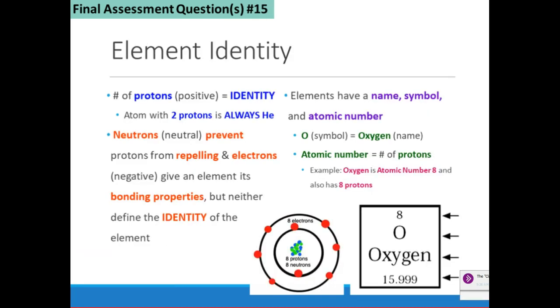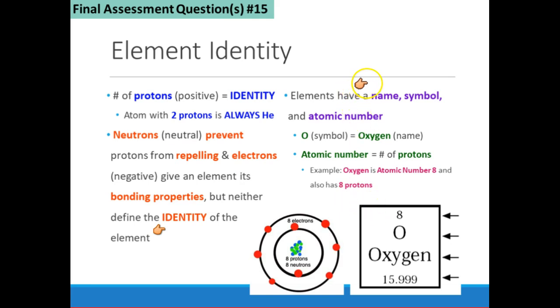Awesome, let's keep going. Okay, so number 15, again, we just talked about this, right? The identity of an element is based on its number of protons, which are those positively charged particles. So for example, if you know an atom has 2 protons, then you always know that it is helium. If the number of protons changes though, it's no longer helium, its identity has changed. Again, those neutrons are used to prevent the protons from repelling. Electrons give it bonding properties, but neither of those 2 things, neutrons or electrons, define its identity.